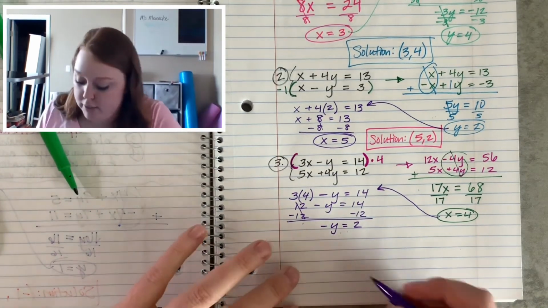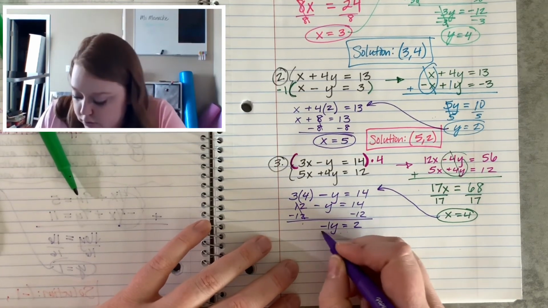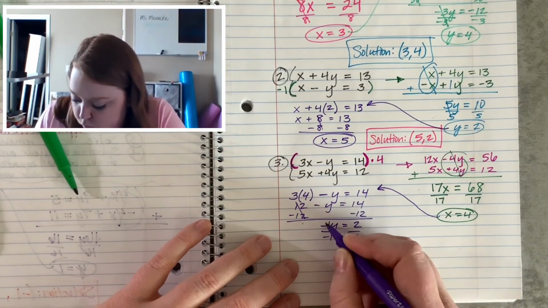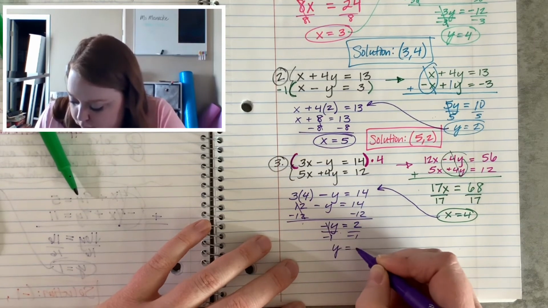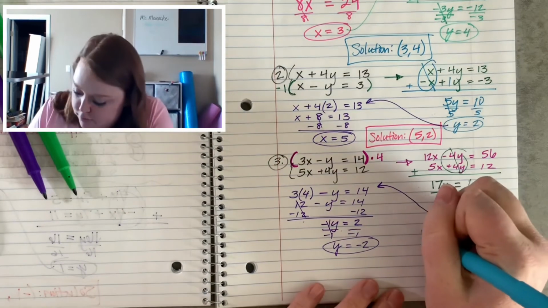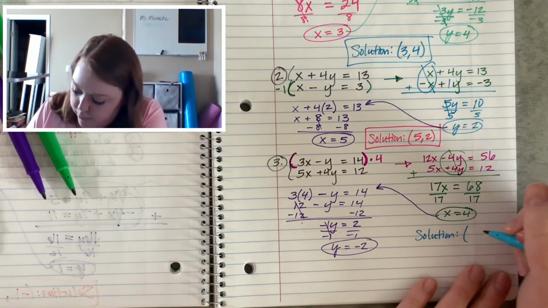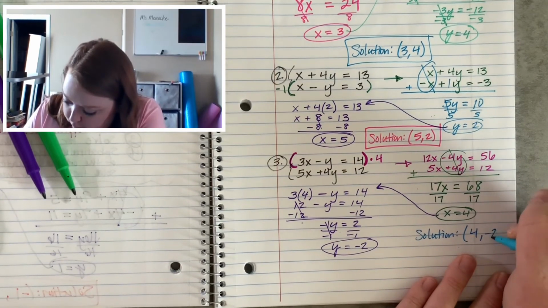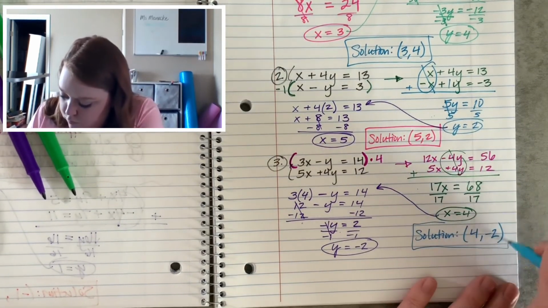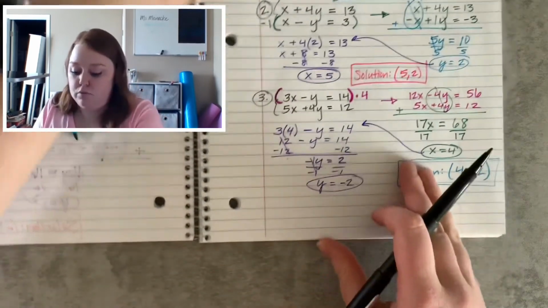I don't want a negative variable. So you have to remember there's a secret -1 in front. So I divide both sides by -1 and I get y equals -2. So my final solution is 4, -2.